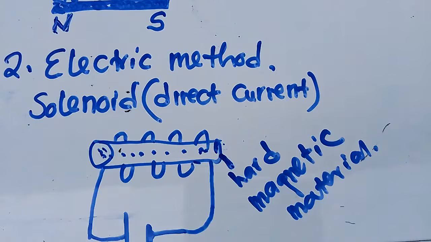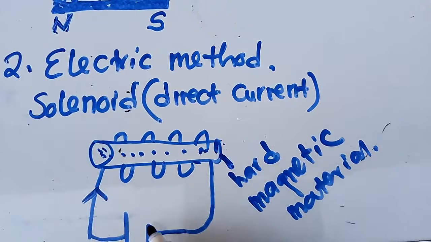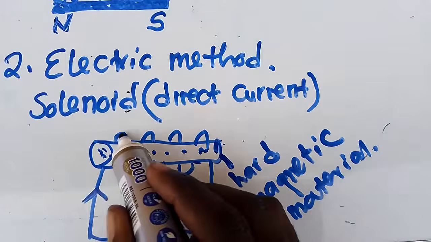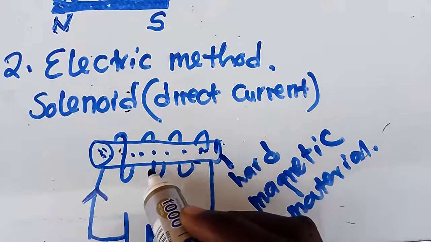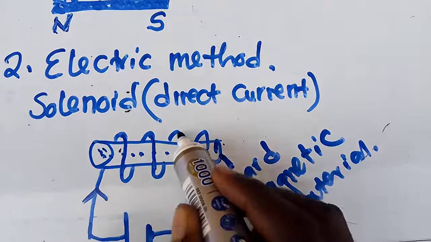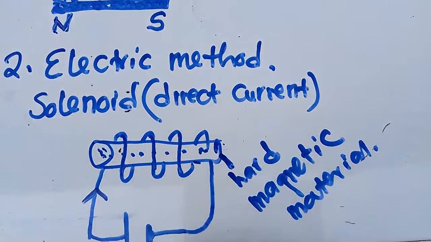The other thing is, how can you tell when it is brought like this which is the North Pole and which is the South Pole? It depends on the direction of current. If the current is going in this way, have you seen? So if I do this, it goes like this.